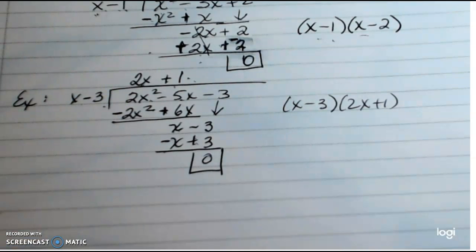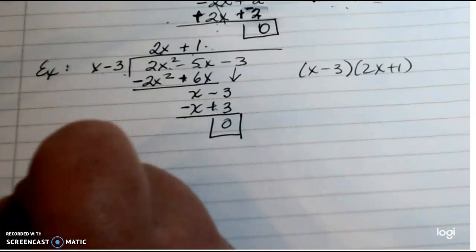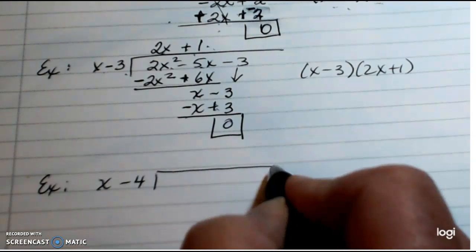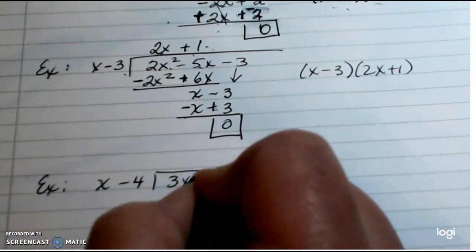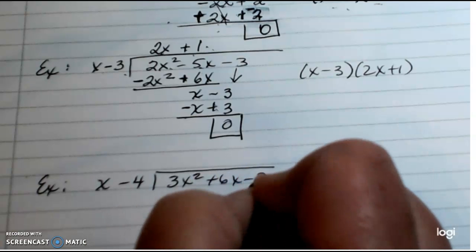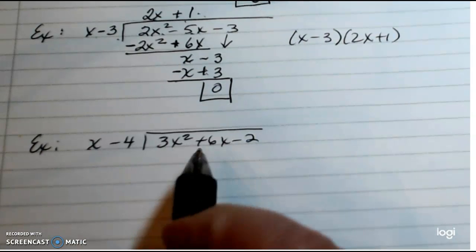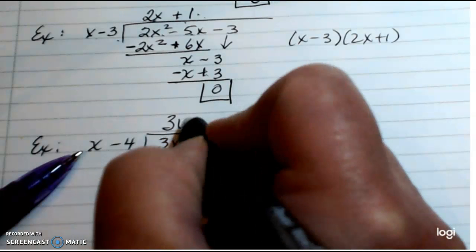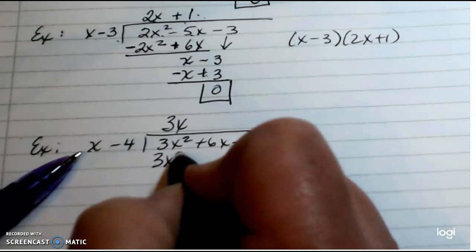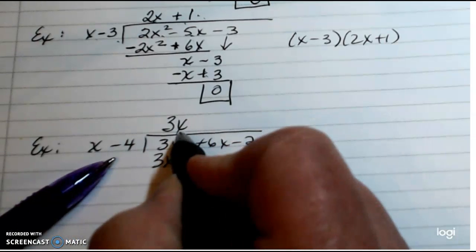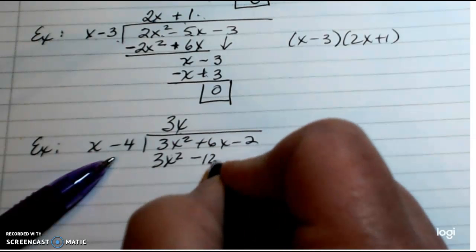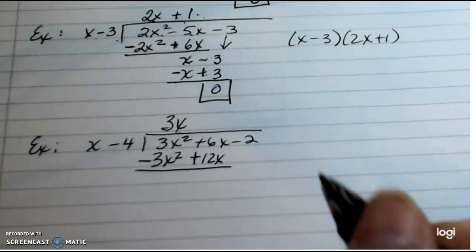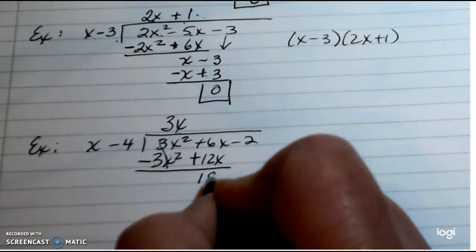Finally, how about an example where there is a remainder? Let's have our divisor be x minus 4, our polynomial be 3x squared plus 6x minus 2. So again, we're going to start here with how many times does x go into 3x squared? We're missing a factor of 3x. Multiply it out. Multiply the next two terms, 3x minus 4, negative 12x. Subtract off your terms, and I get 18x.